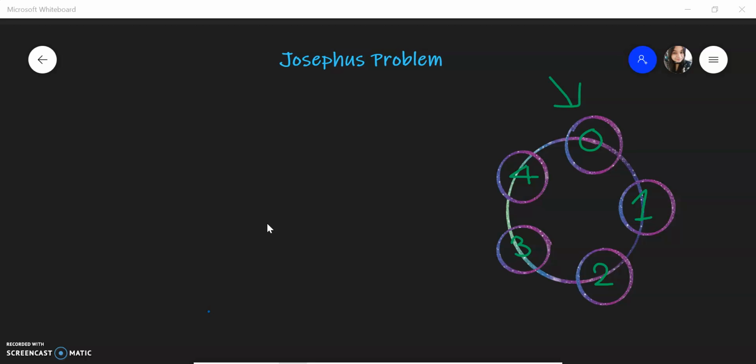So basically, the problem statement is that in a circle, some people are standing and you need to find out the last surviving person. So how it goes, suppose we start from a zero position. We have two inputs, one is n and one is k. So n is the total number of people that are standing in the circle and k is the kth person to be killed.